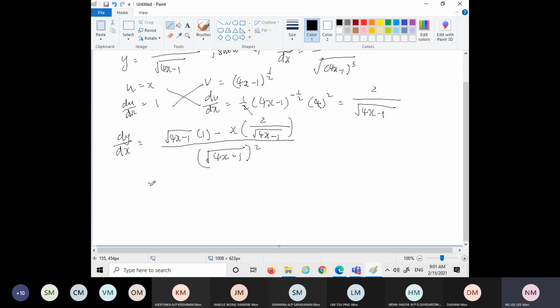So this part, square root and squared, so it will disappear. So 4x minus 1. This is 3 over 2, this is 2 over 2. Here, I simplify a little bit first. 4x minus 1, times 1 is nothing. This one bring up here, so it is 2x, and then 4x minus 1.